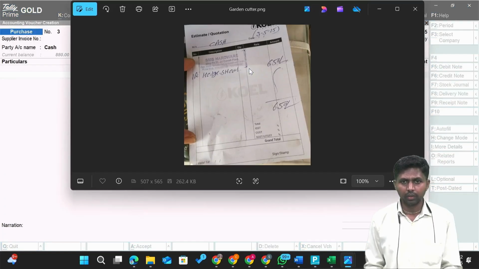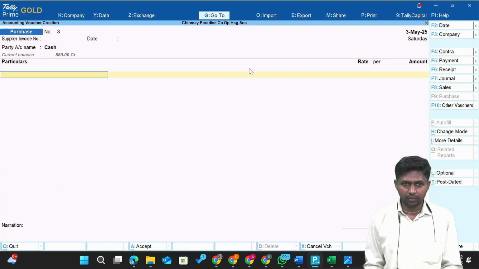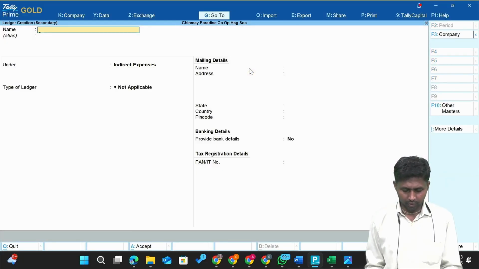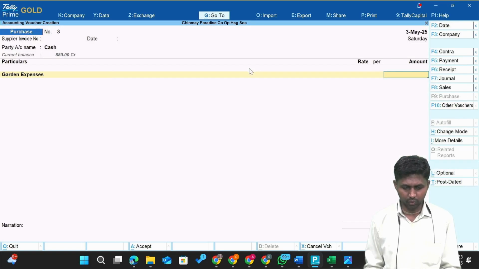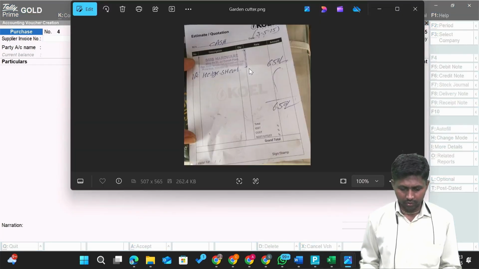Then garden expenses. So garden expenses we don't have. Garden expenses under indirect expenses. Okay. And then amount of garden expenses 650. Enter. Accept it. This entry is also over.